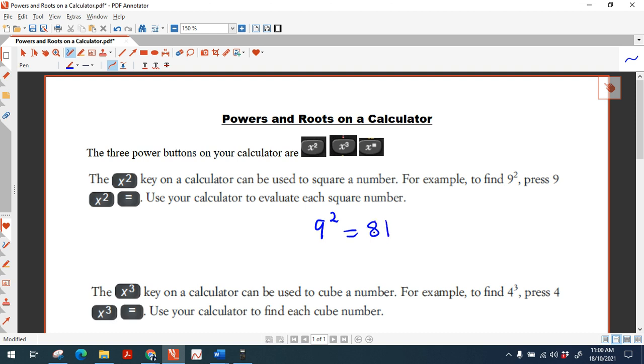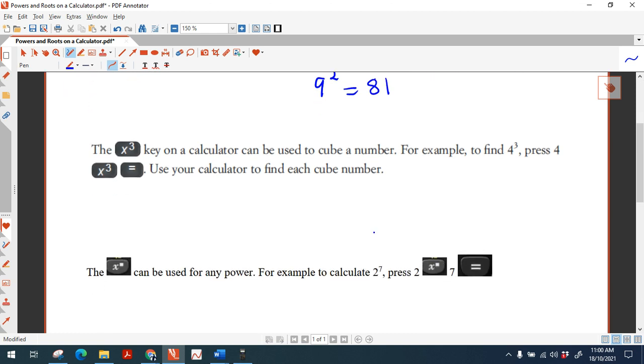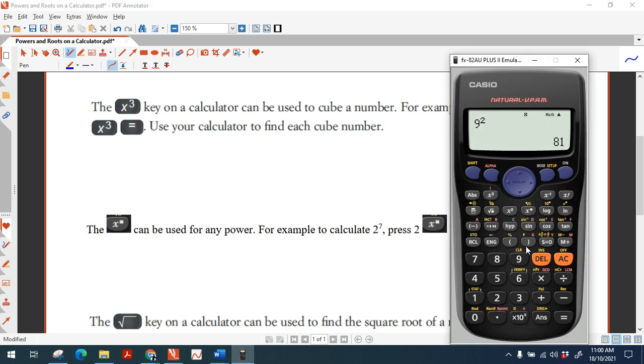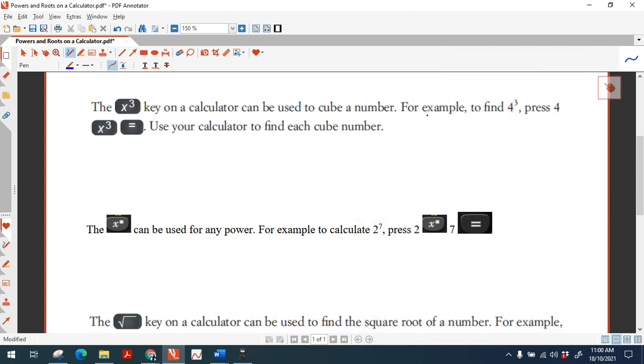Okay, now let's have a look at the cube button. Okay, so on the calculator, here it is. Let's just press all clear to clear the screen. And then you've got the cube button here. We're going to use that this time. So let's have a look at the question. It says the x cube button can be used to cube a number. So for example, to find 4 cubed, press 4, x cubed, then it equals.